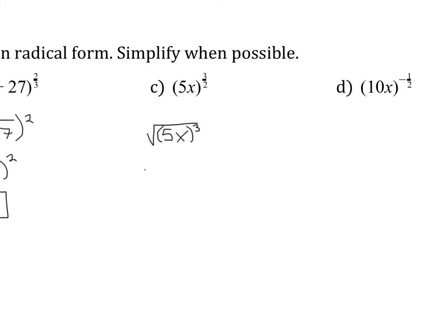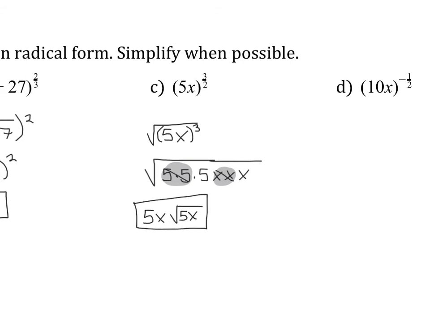We do need to make sure we are cubing the 5 and the x. So if we simplify this a little bit, we get 5 times 5 times 5 times x times x times x. We can actually simplify this. Remember, for square roots, we're looking for pairs. Here we have a pair of 5's and a pair of x's. So it simplifies to 5x times the square root of 5x. And there you go.